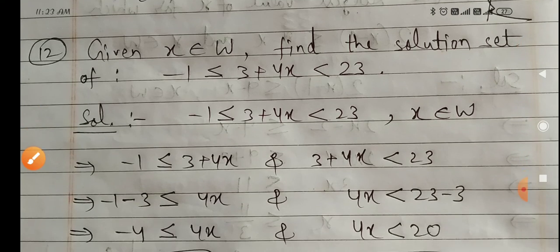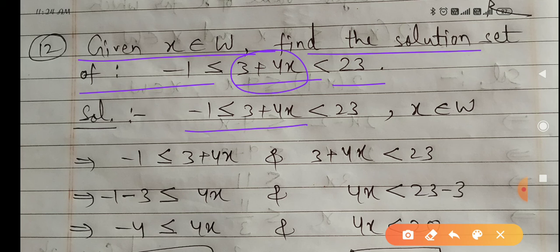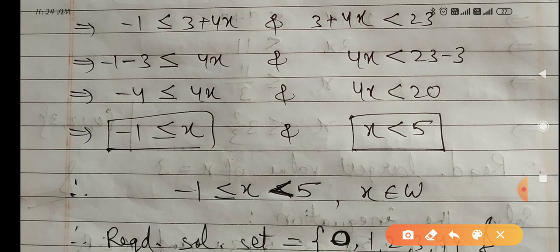Now question 12, you can see. Given x belongs to whole number, find the solution set of -1 is less than or equal to 3 plus 4x is less than 23. I told you, such a linear inequation is the combination of two linear inequations. You can take the middle term two times, with the left term and with the right term. So with the left term, -1 is less than or equal to 3 plus 4x, and 3 plus 4x is less than 23. X belongs to whole number, it is given. Now you solve both linear inequations separately.